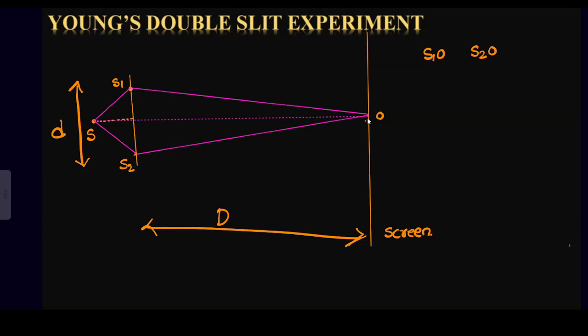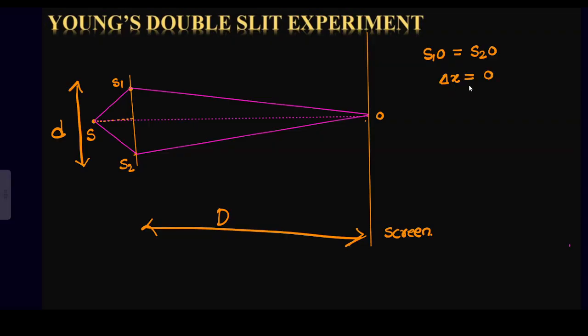Same. So if these two are equal, delta x, the path difference, which means distance difference, is 0. If the path difference is 0, what type of interference will happen? Constructive or destructive? Path difference 0 means what type of interference will happen?